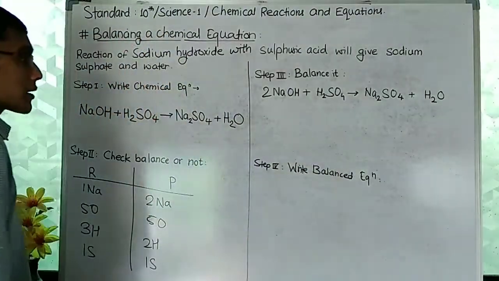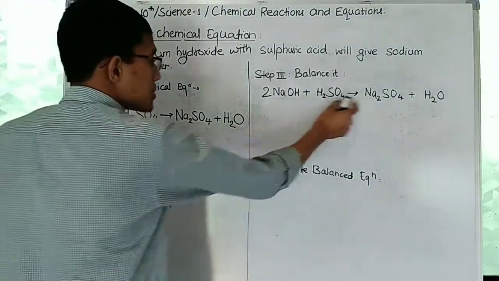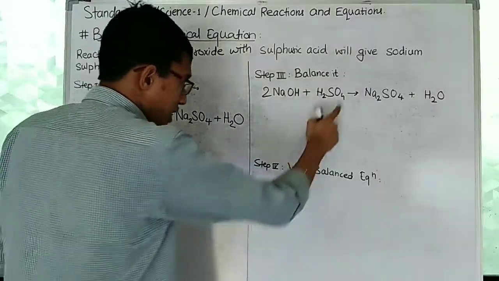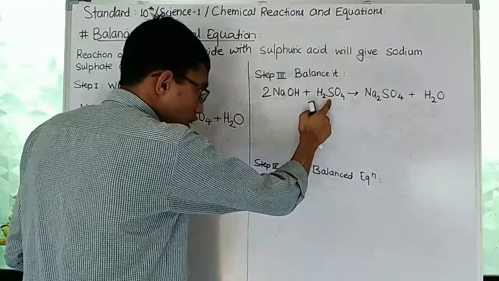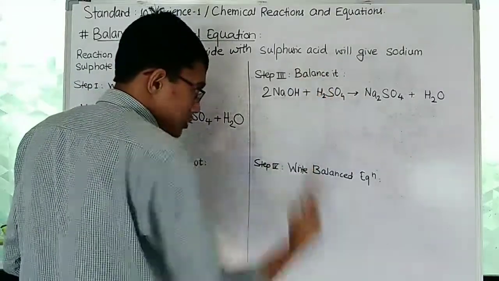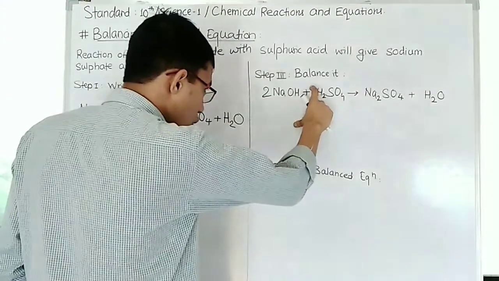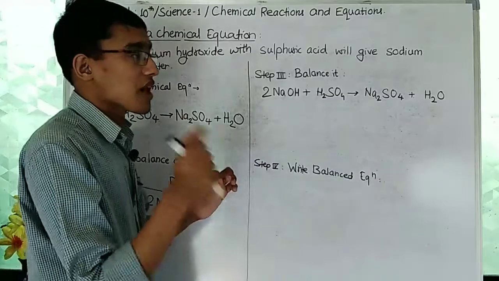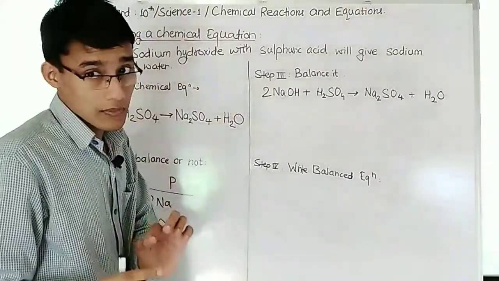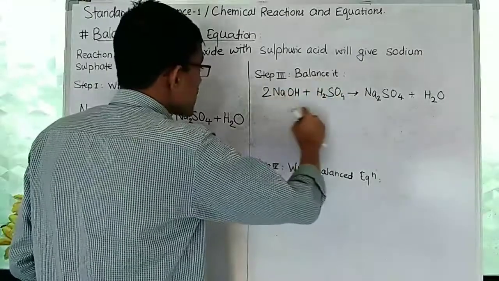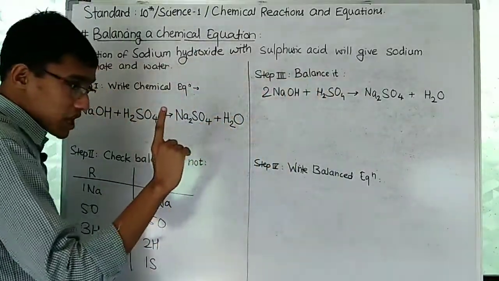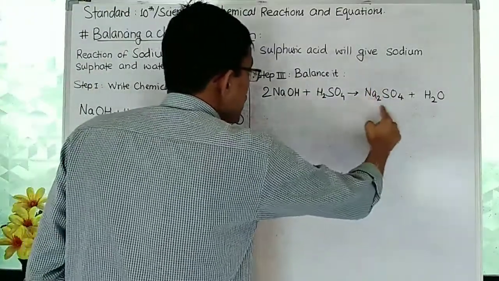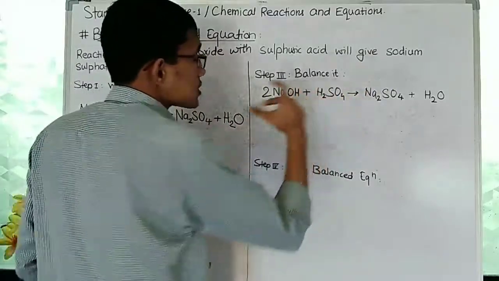So how can we do that? Now you can see sodium is balanced, so I am not going to change this anymore. Again, if I change something over here, it is going to change the number of sulfur atoms also. If I take any coefficient over here, that is going to increase the number of sulfur atoms, and I don't want to do that. That means I will not change anything in the reactant side, but I will change it in the product side.